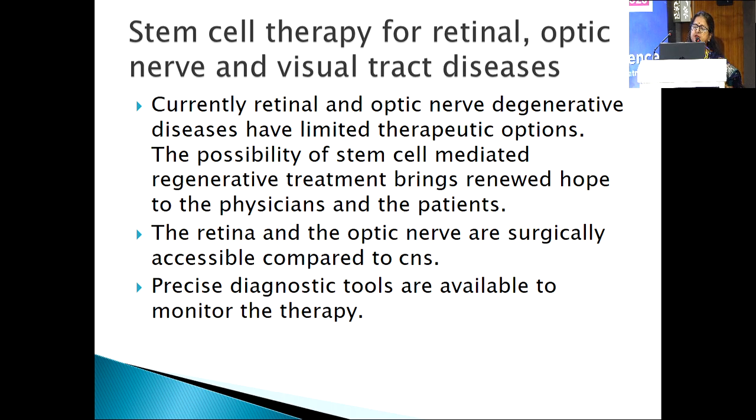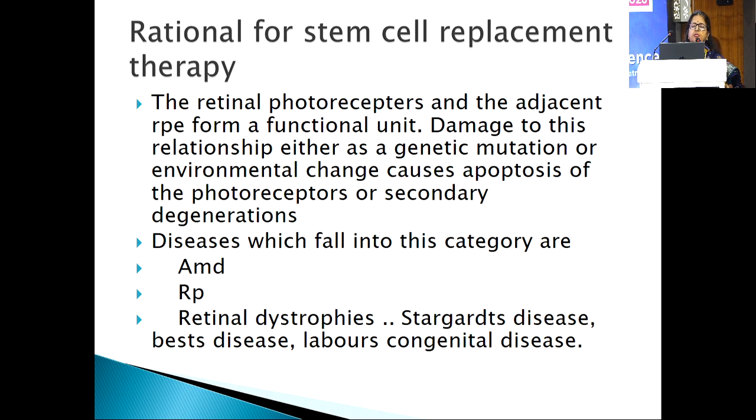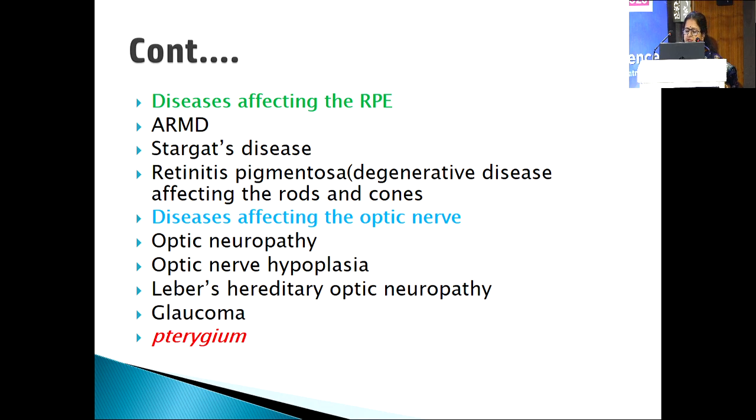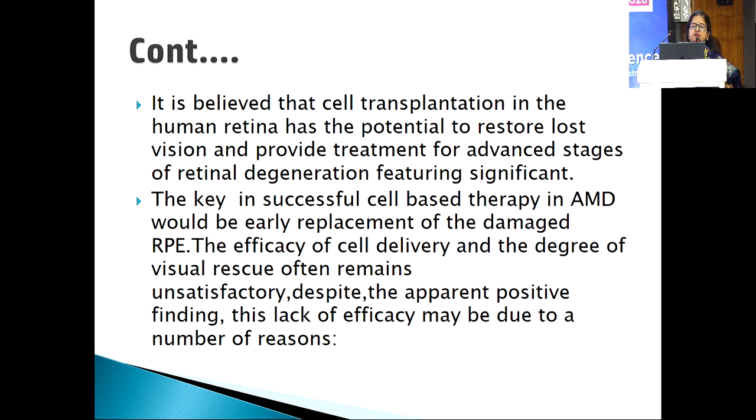Currently, retinal and optic nerve degenerative diseases have limited therapeutic options. The possibility of stem cell mediated regenerative treatment brings renewed hope to the physicians and the patients. Retina and optic nerve are surgically accessible compared to the central nervous system. So, diseases which fall into this category are age-related macular degeneration, retinitis pigmentosa, and retinal dystrophies like Stargardt's disease, Best's disease, Leber's congenital amaurosis, and certain cases of pterygium.